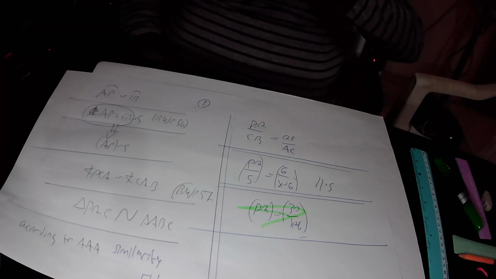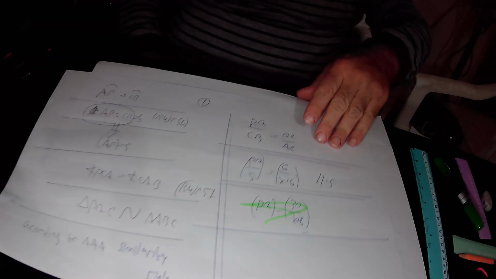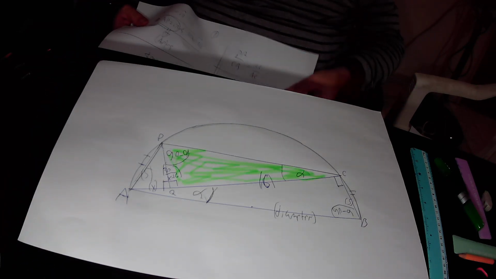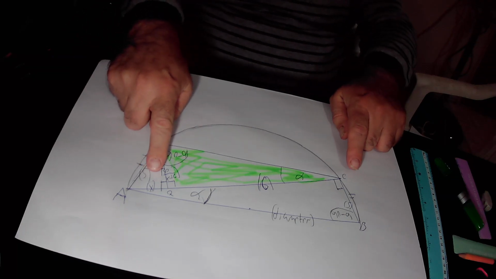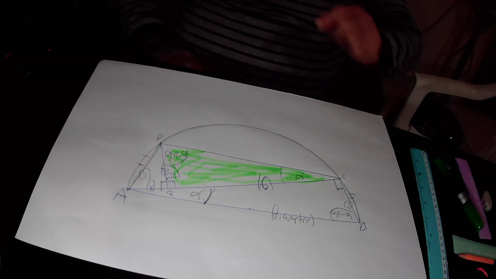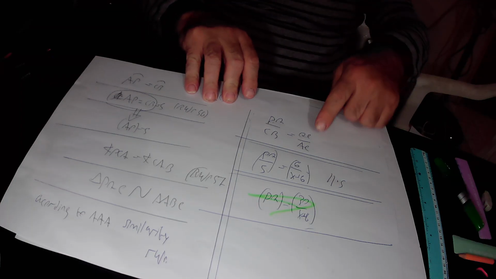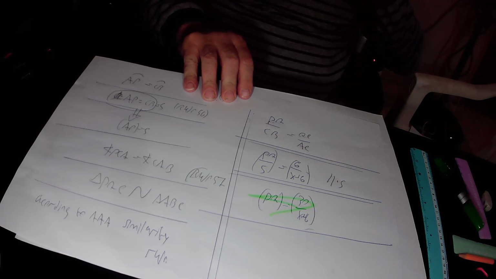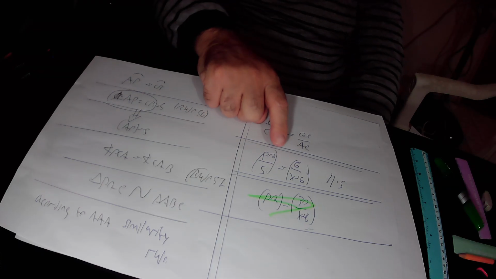PQ is the missing side, so we leave it as it is. CB is 5, QC is 6, AC in total equals AQ, that is X, plus QC, that is 6. So in total, AC equals X plus 6 units in its length. So in total, we find that PQ over 5 equals 6 over X plus 6.